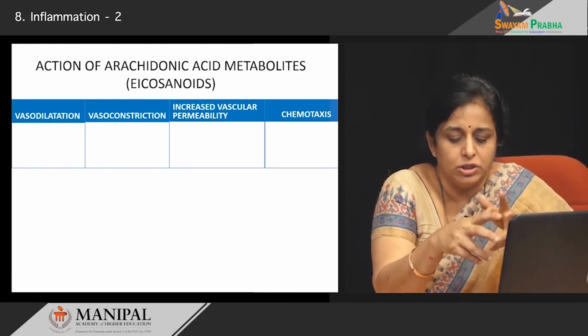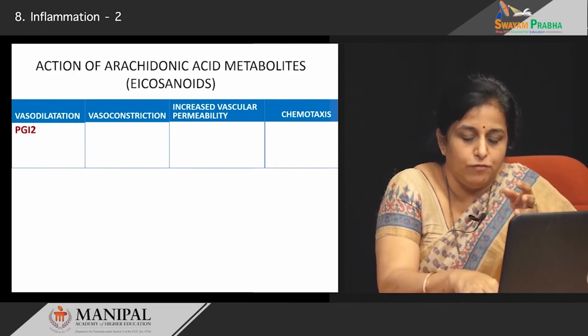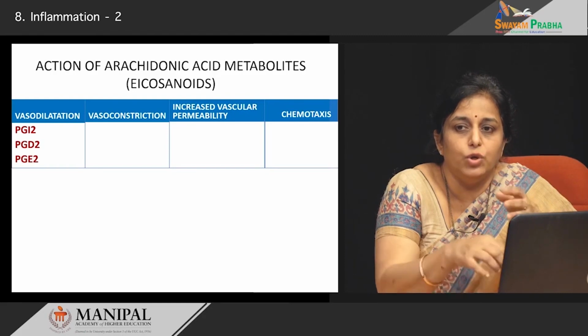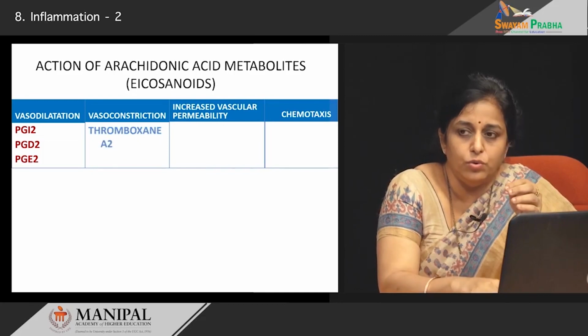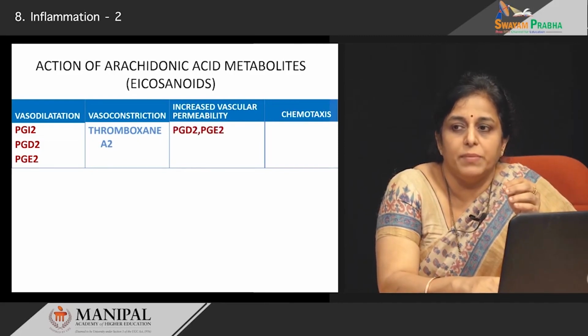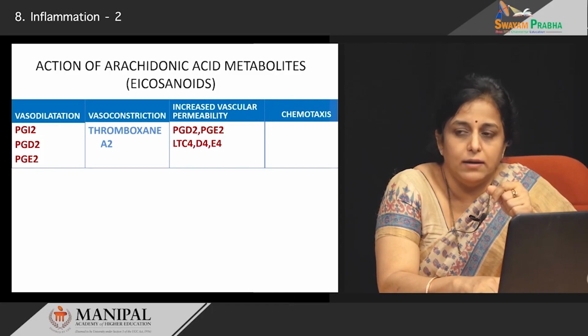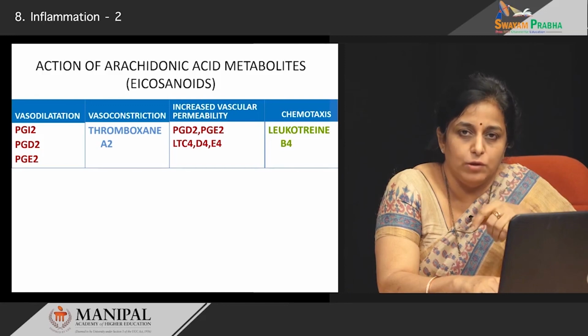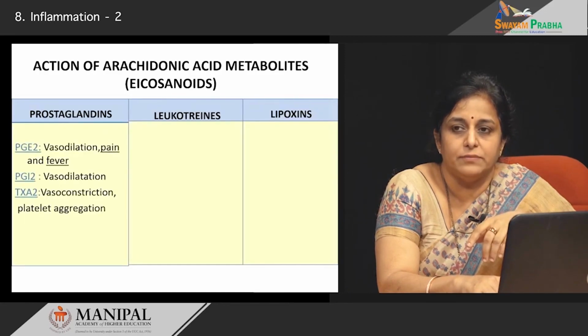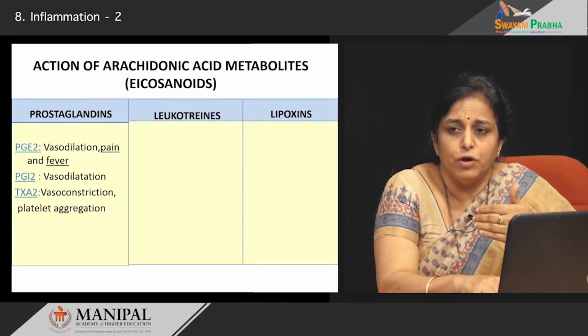So just to summarize the effects of arachidonic acid metabolites, which are also called eicosanoids, we learned that for vasodilation, the factors involved are PGI2, D2 and E2. Vasoconstriction is thromboxane A2. Increased vascular permeability is PGD2, E2 and leukotriene C4, D4 and E4, and chemotaxis is leukotriene B4. So this is the other way of looking at it.